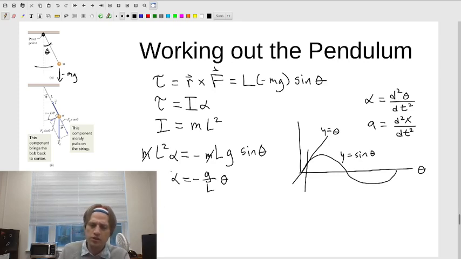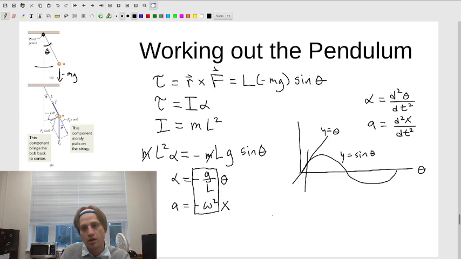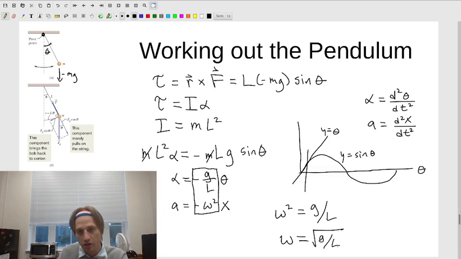Now, what sort of motion is this? Well, as it turns out, this is essentially the same as when we wrote a equals minus omega squared times x. Angular acceleration equals minus some number times angular position. Acceleration equals minus some number times displacement. Okay, so what we can do now is identify these types of quantities with one another. So we say that omega squared equals g over L, or omega in this case is going to be the square root of g over L.